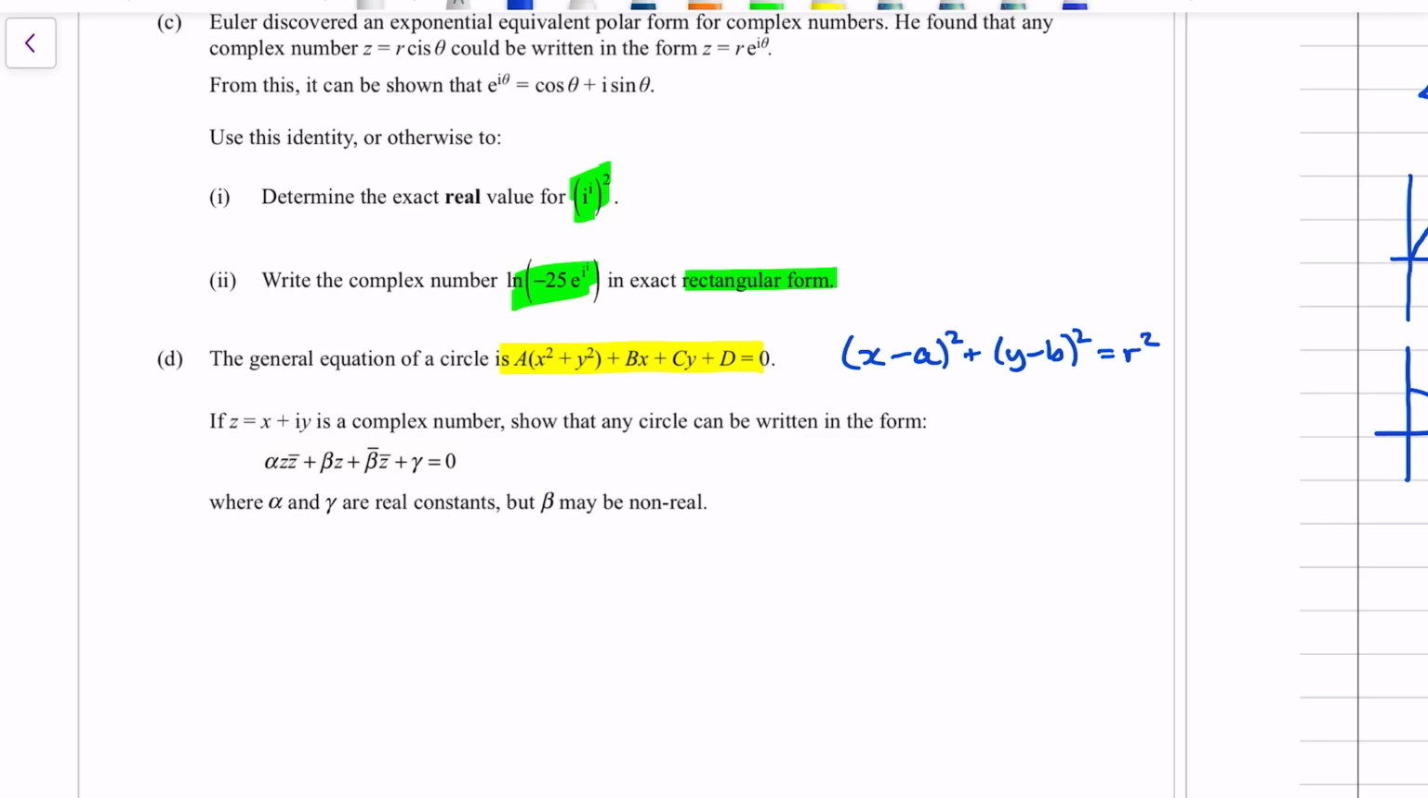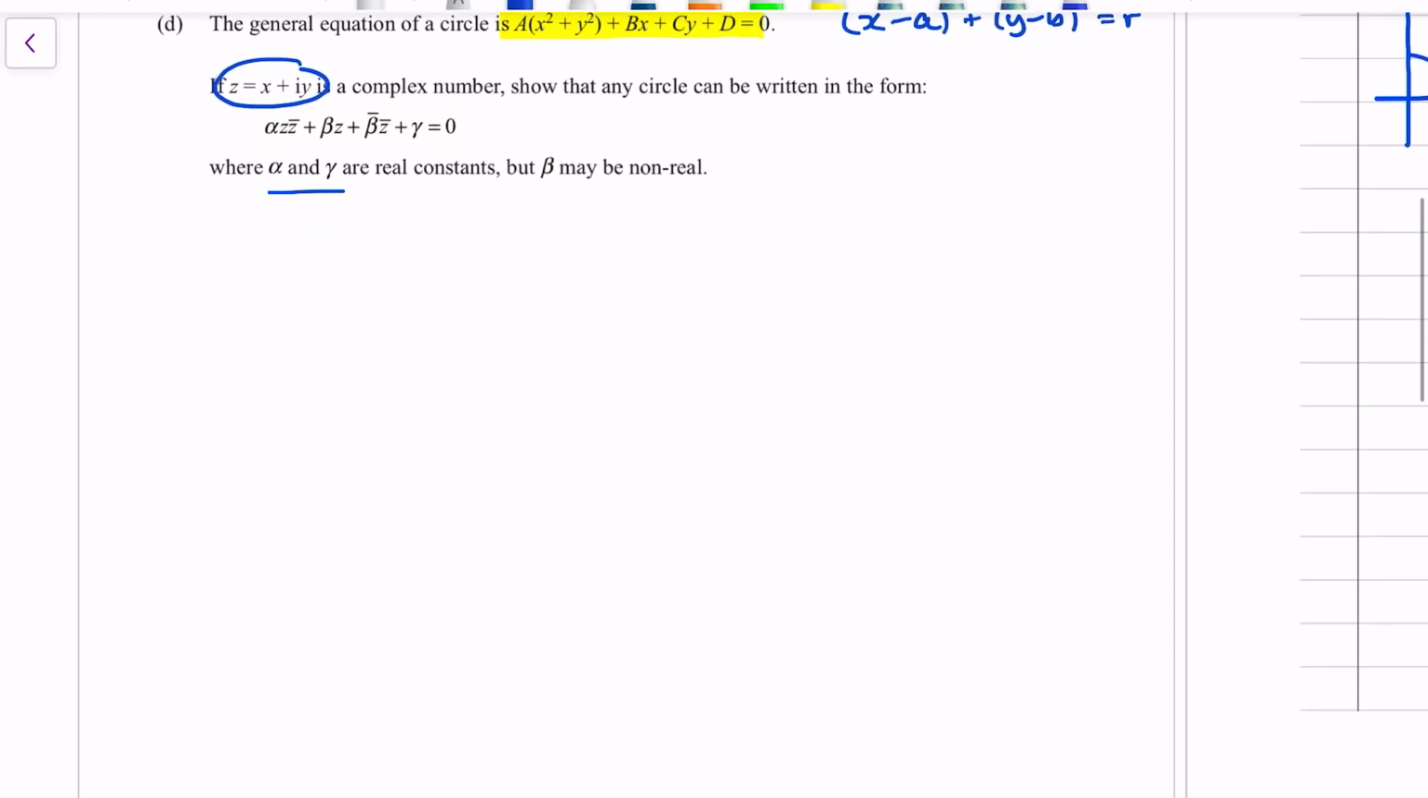If z is a complex number, show that any circle can be written in the form alpha times z, z bar, plus beta times z, etc. You would never want to write a circle in that format, but we've got to show that they're equivalent. And I think it's easier for this question to substitute, like we normally do with these problems, substitute this into the expression and show that it comes out as the equation of a circle. Going backwards is a little bit trickier, and I'll leave that up to you to see if you can work it out. Okay, it also tells you that alpha and gamma need to be real constants, but beta may be non-real.